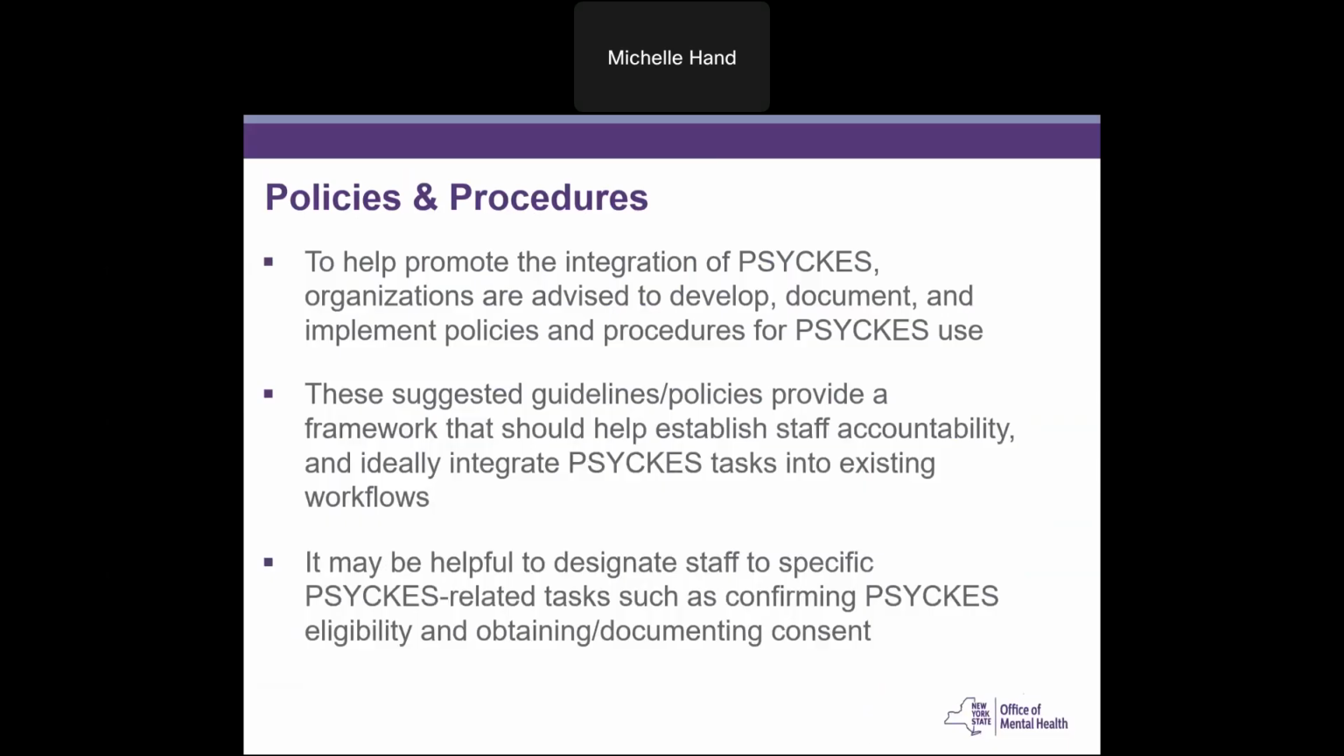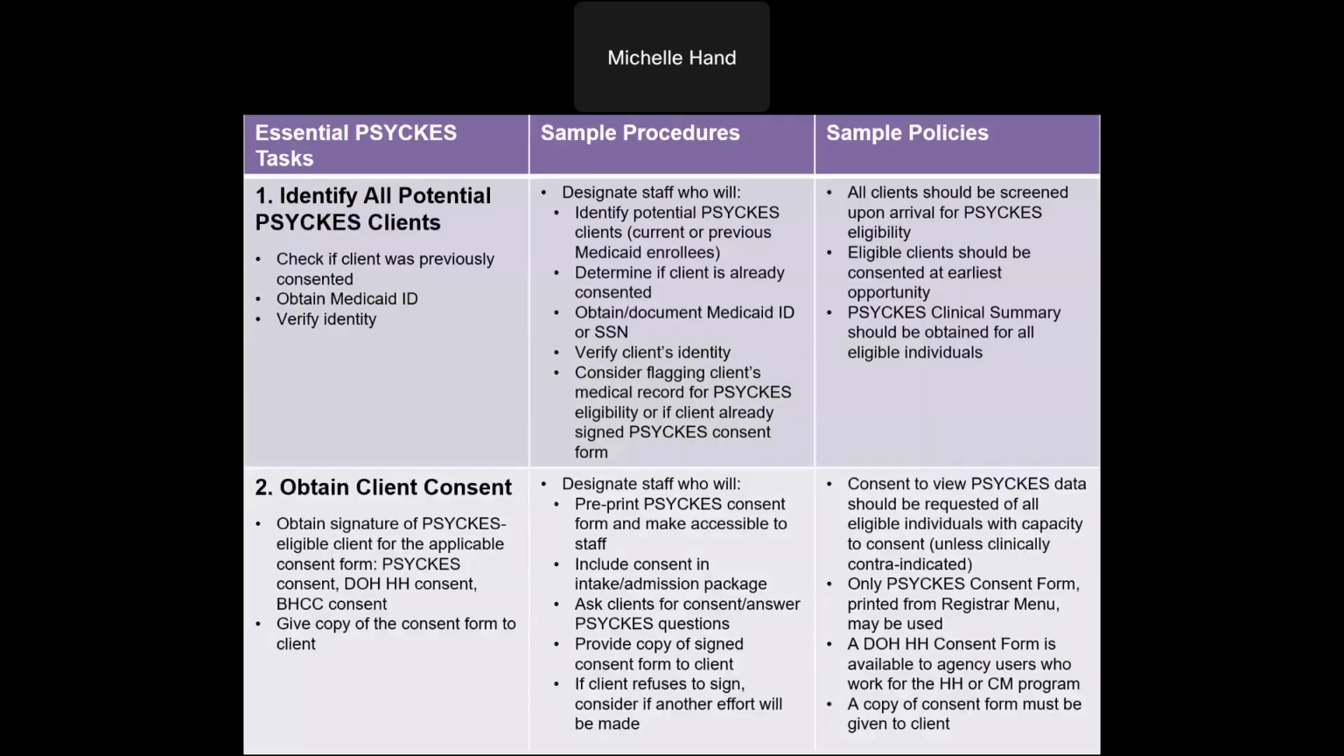And it may be helpful to designate specific staff to do certain PSYCKES related tasks, such as confirming PSYCKES eligibility or making the consent available to staff members or obtaining and documenting that consent. So the first task that we've identified is identifying all potential PSYCKES clients. So the sample procedures here would be to designate staff who will identify who are these potential PSYCKES clients. And again, that's either currently or previously enrolled folks in Medicaid.